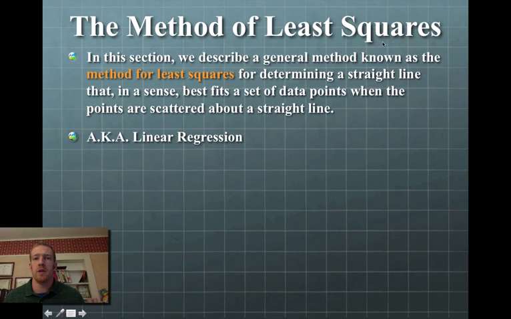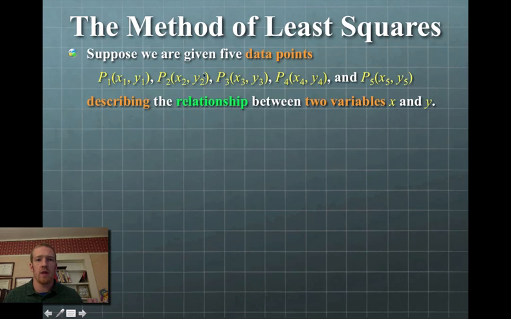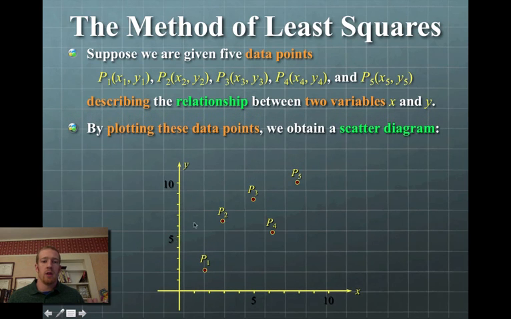So it's the method of least squares, also known as linear regression. Let's say we have 5 data points. Point 1 is x coordinate 1, y coordinate 1, just being as generic as possible. Let's say we have these 5 points and we expect our data to be linear. We want to find the best line of best fit.